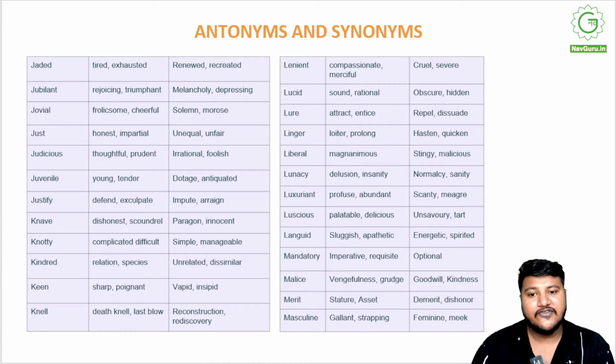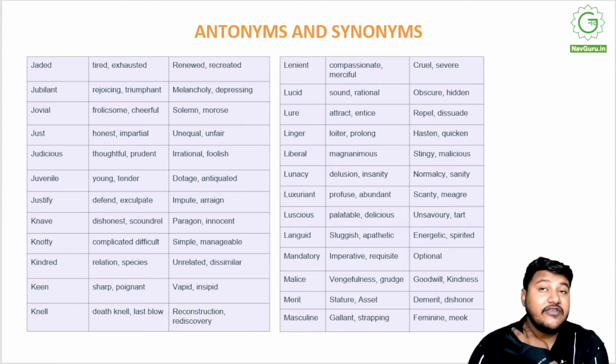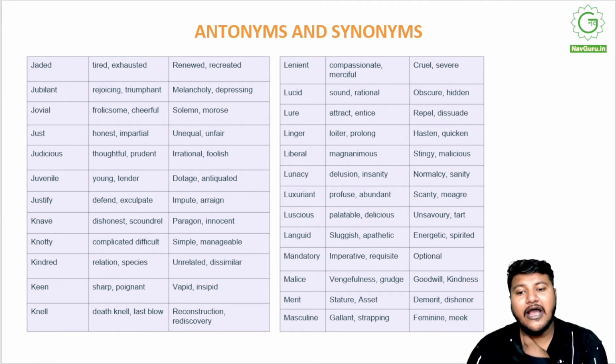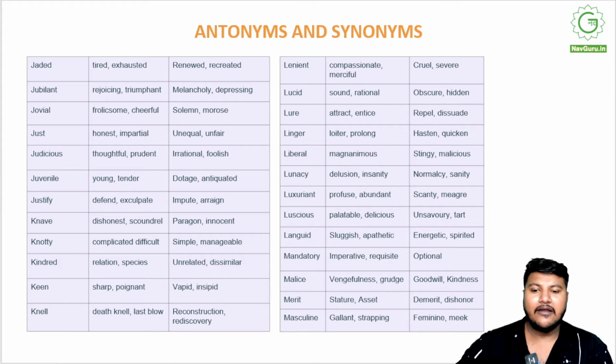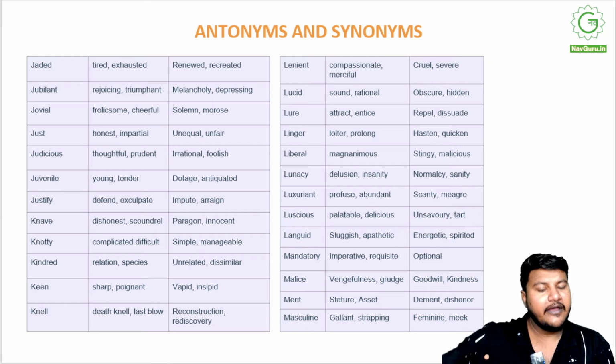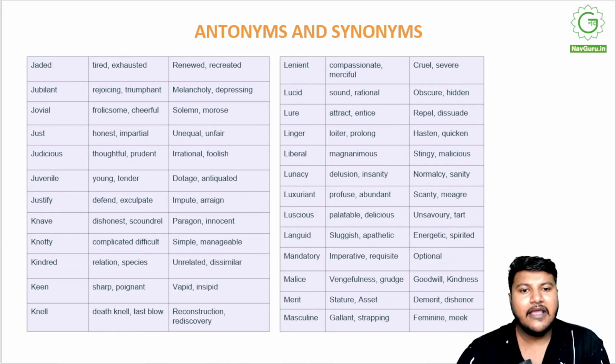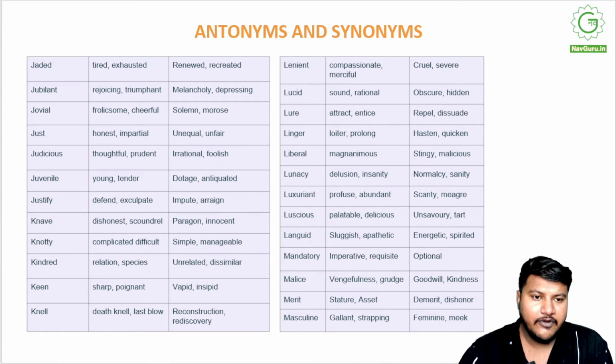Knave, dishonest, scoundrel, paragon, innocent. Knotty, complicated, difficult. It's not naughty, it's knotty. Simple, manageable with a knot. Kindred, relation, species, unrelated, dissimilar. Strangers can also be used. Keen, sharp, poignant, vapid, insipid. Knell, death knell, last blow. Reconstruction, rediscovery. Lenient, compassionate, merciful, cruel, and severe.